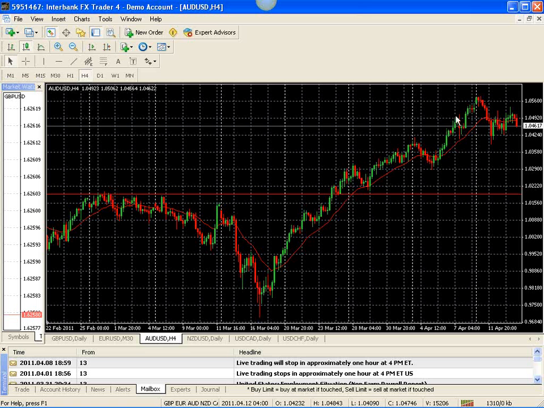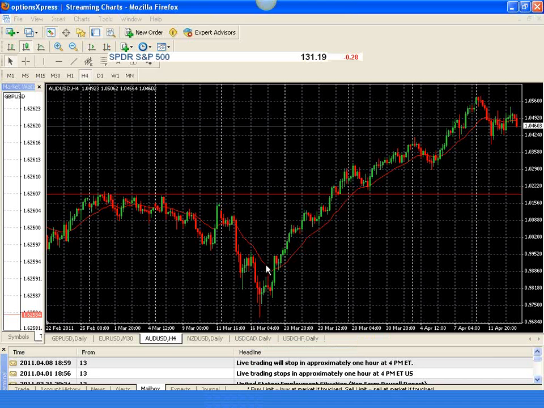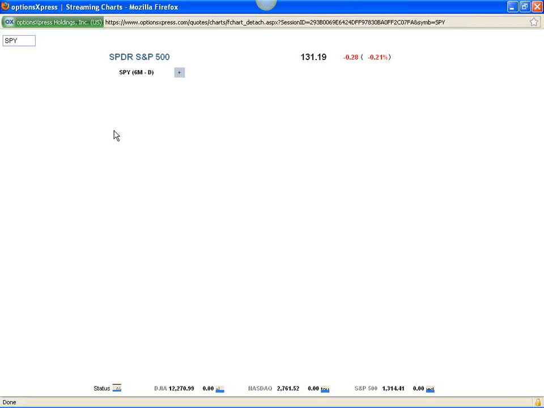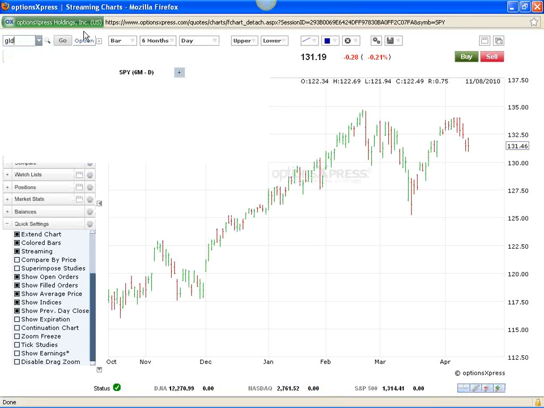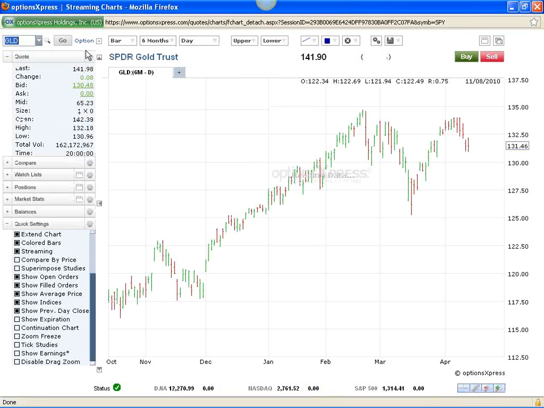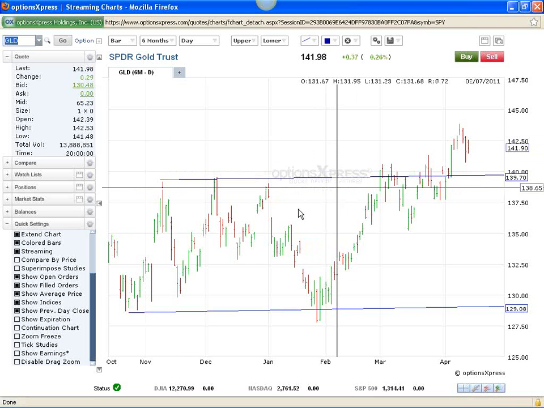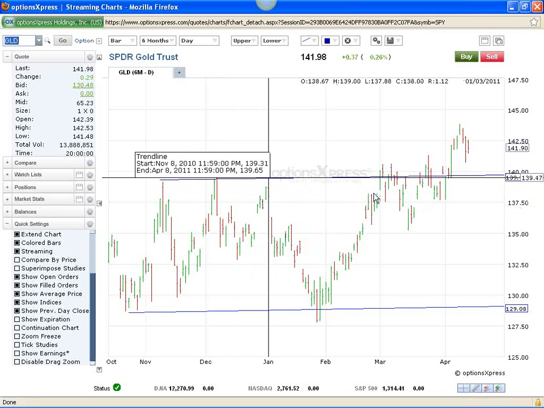So here's the picture of the Australian dollar. It is closely related to prices basically over in the commodity that is gold. So what we're going to do is, as it loads up for you, let's take a quick look at what gold, the ETF that represents gold, is doing. All right, so we just entered Options Express, which is a stocks and options broker.